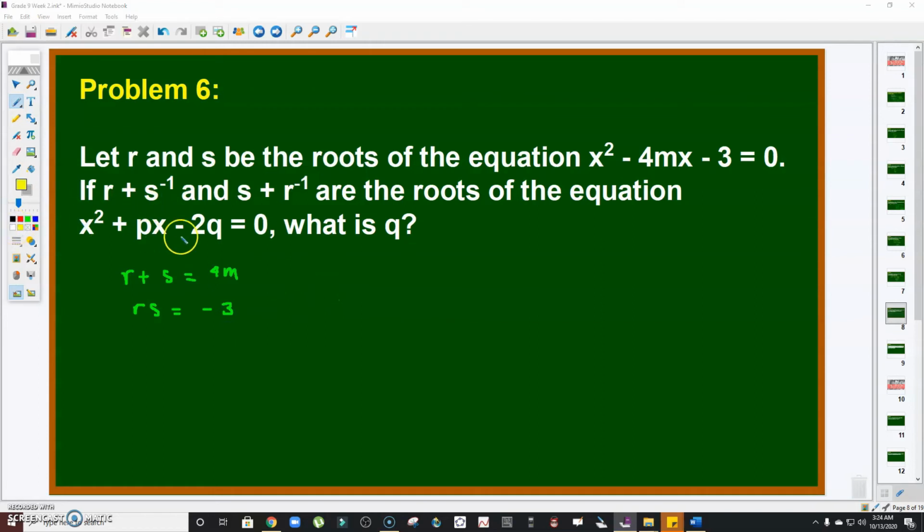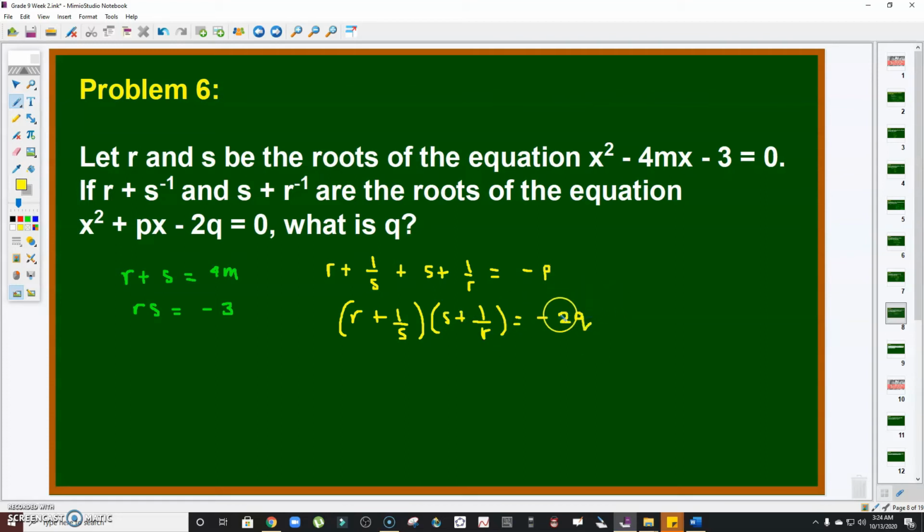Next, also, itong r plus s raised to negative 1 and s plus r raised to negative 1 are the roots of this equation. Meaning to say, r plus 1 over s plus s plus 1 over r is equal to negative p. Likewise, yung r plus 1 over s times s plus 1 over r is equal to negative 2q. Okay, ang question is, what is q?